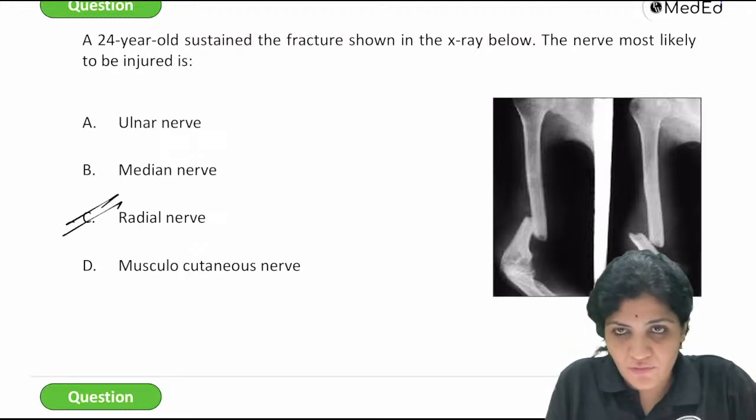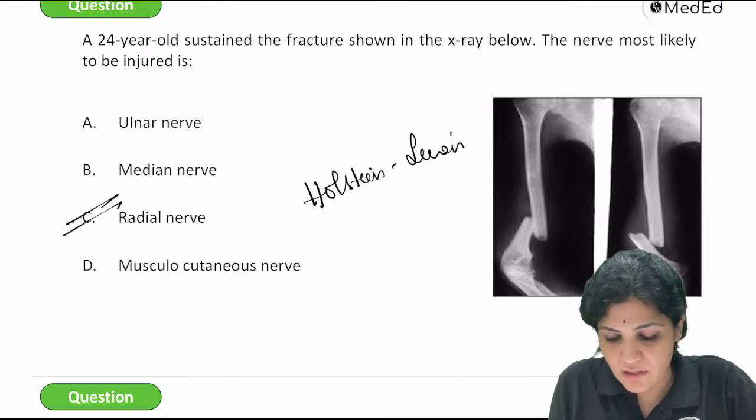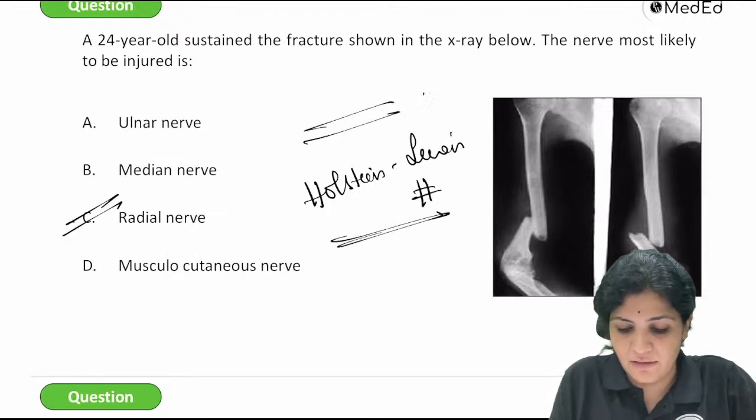Yes, radial nerve. So what fracture is this? This is Holstein-Lewis fracture. This is Holstein-Lewis fracture. Very good. Excellent.